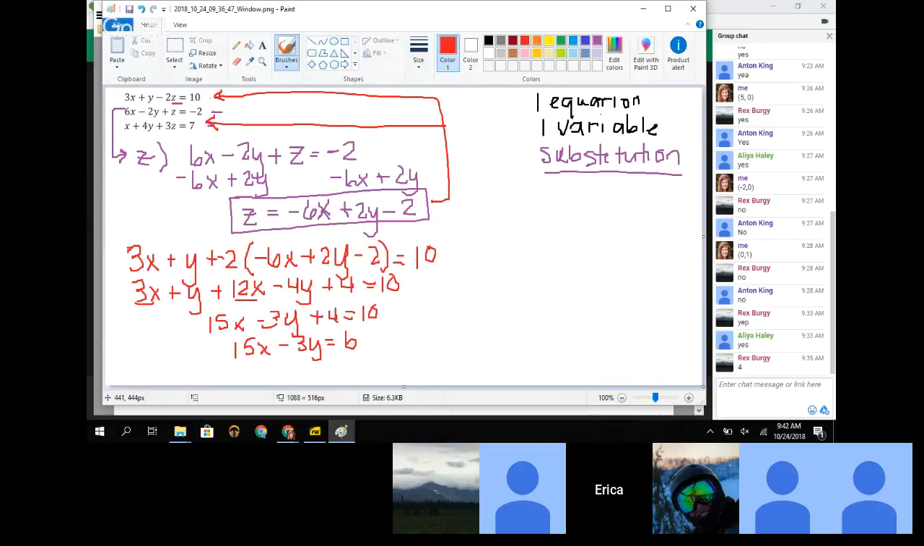Okay, so I substitute it into my first equation. This was equation number 1, right up here. I also have to substitute it into my third equation. So my third equation is x plus 4y plus 3z. But instead of z, I'm going to put in what I solved for z. 3 times negative 6x plus 2y minus 2 equals 7.